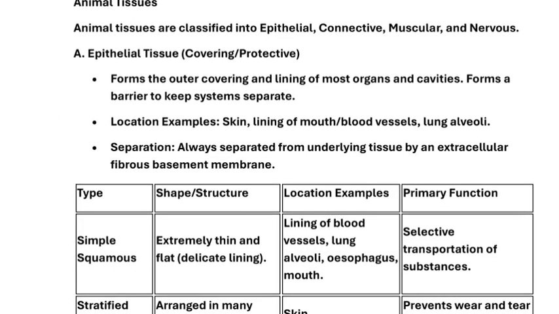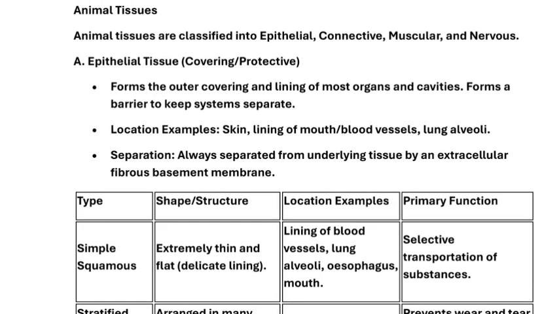Animal tissues are classified into epithelial, connective, muscular, and nervous. A. Epithelial tissue, covering/protective. Forms the outer covering and lining of most organs and cavities. Forms a barrier to keep systems separate. Location examples: skin, lining of mouth/blood vessels, lung alveoli. Separation: always separated from underlying tissue by an extracellular fibrous basement membrane.